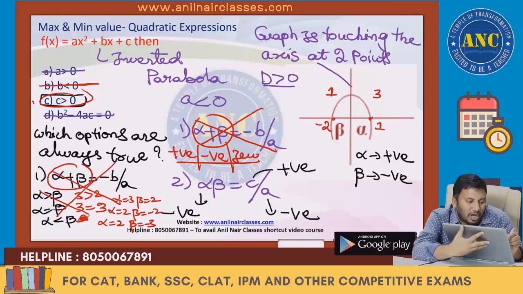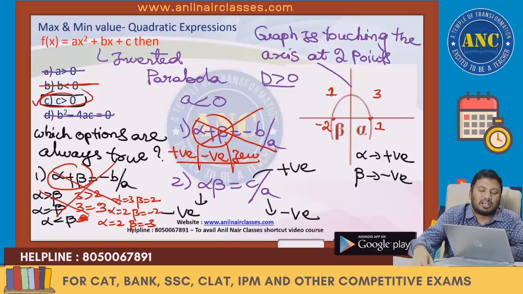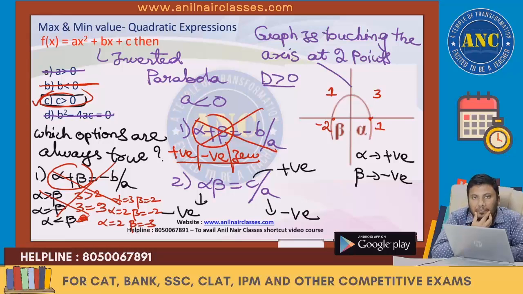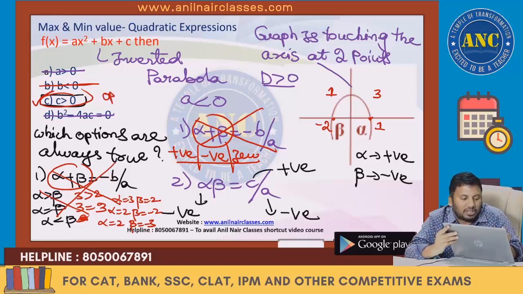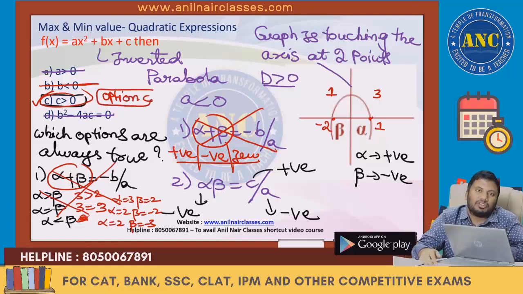So which of the options are always true? Answer is C greater than 0. I hope the idea is clear. Kindly reply in the live chat. Only option C is always true. Any doubts, kindly mention. Can I go to the next question?